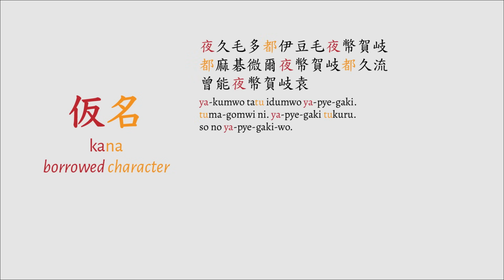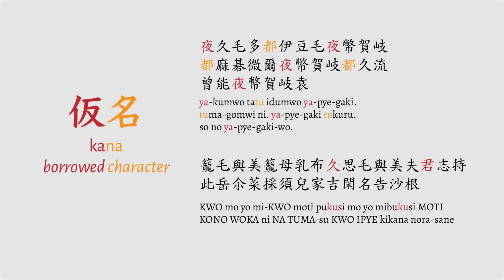There was some consistency in the characters used, as can be seen with this poem from the Kojiki, where this character was consistently used for ya, and this character was consistently used for the sound tu, and so on. But any character could be used as long as it sounded similar enough to the Japanese syllable, as can be seen from this poem from the Manyoshu.